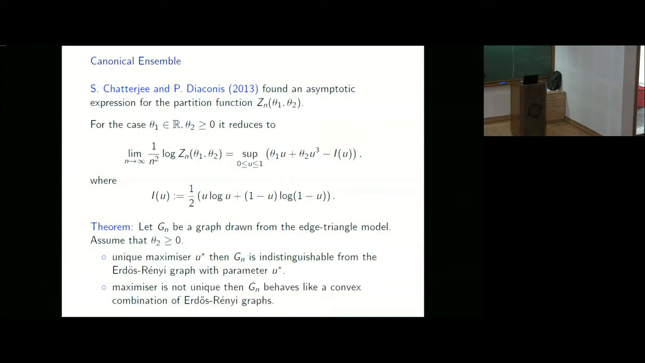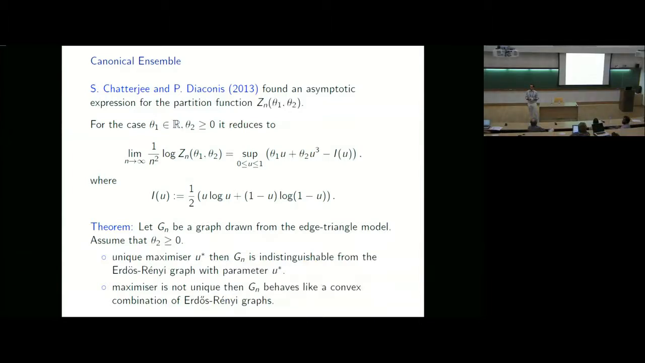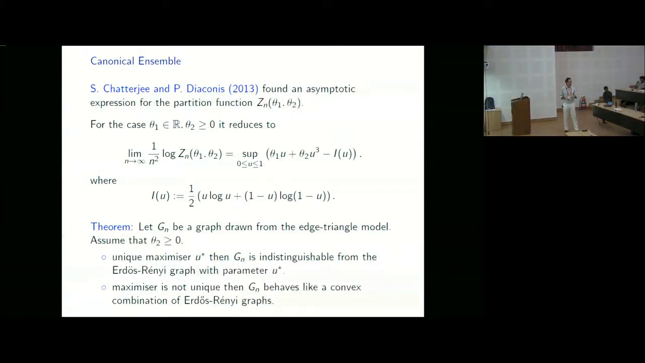Yes? These two? Which? Theta 1 and theta 2 are the free parameters of the canonical ensemble, the one corresponding to the edge constraint and the one to the triangle constraint. Theta 1 is the edge constraint and theta 2 is the triangle constraint. Yes? I of u looks a little bit like the large deviation rate function? Yes, I will show it in some slides. It is actually the rate function that Varadhan and Chatterjee define.